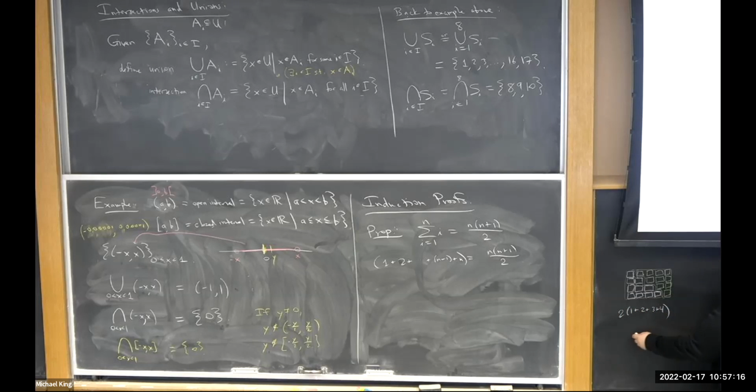And we get a rectangle of dimensions 4 by 5. So that's 4 times 5. In other words, 1 plus 2 plus 3 plus 4 equals 4 times 5 over 2, which is exactly what we're trying to prove. So that's kind of nifty.